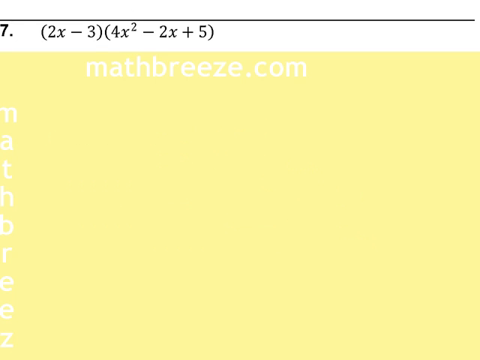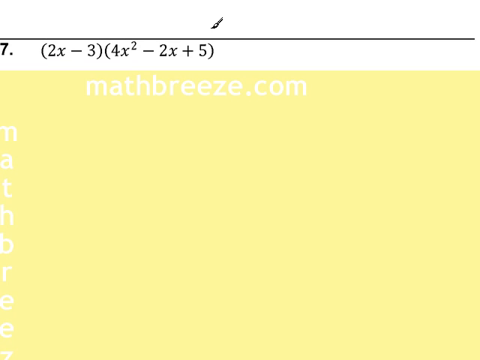Let's look at number 7. Again, we'll do distributive law twice. Let's start with the 2x. 2x times 4x squared, we have 8x cubed. 2x times minus 2x, minus 4x squared. And 2x times 5, plus 10x.